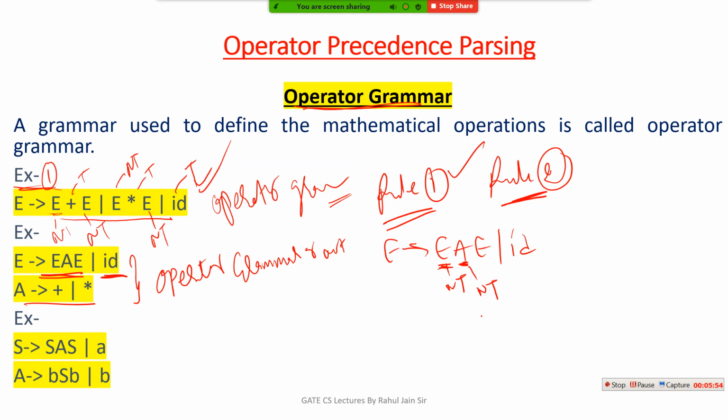Two non-terminals are adjacent. That is why rule 2 is not followed. That is why it is not an operator grammar. So how to make this grammar an operator precedence grammar?